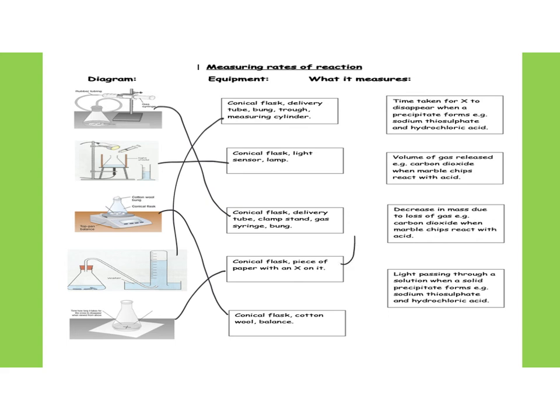This one then is measuring the time taken for an X and a cross to disappear. That's a really easy one. Anything with a balance is going to be looking at a decrease in mass. And then there was another one with a light sensor, so that's also going to be measuring something to do with light, so that's light passing through. And then we've got two for the volume of gas because there are two different ways to collect gas.